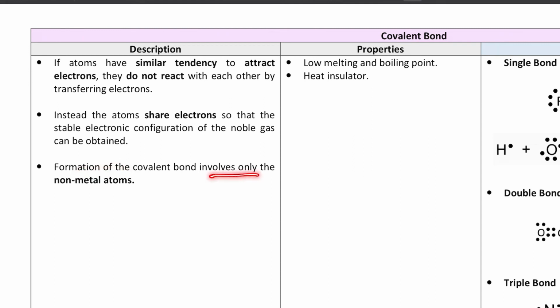Okay, so formation of covalent bond involves only non-metal atoms. So covalent between non-metal and non-metal. Next kita tengok properties. Covalent bond is actually weaker than ionic bond. So bila bond tu weak, that means the melting point is low, the boiling point is also low lah. That means we don't have to put much energy to break the bond. And dia adalah heat insulator, that means penebat haba.